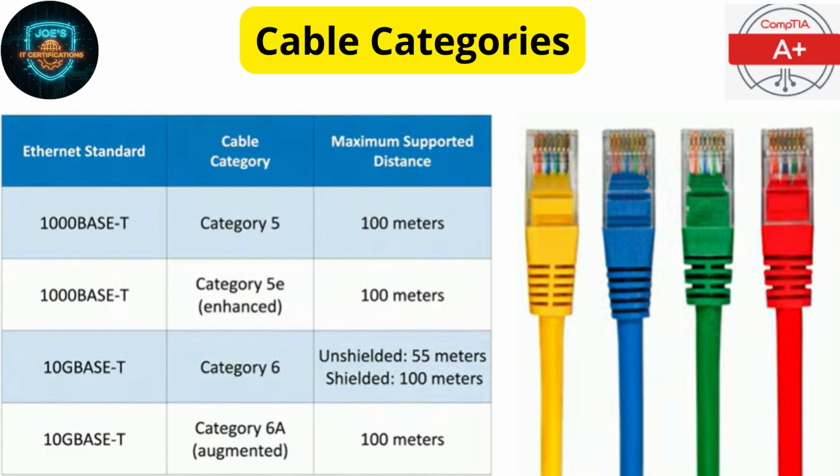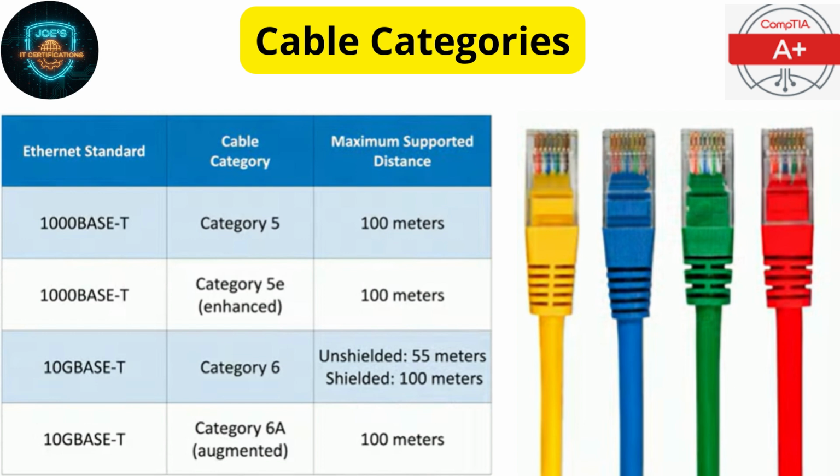So if you have an older installation of wiring and it's Category 5, you can run 1000BASE-T over that Category 5 cable to a distance of 100 meters. If you're installing new Category 5 cable, you're probably installing Category 5E, and obviously it can also support 1000BASE-T to a distance of 100 meters.